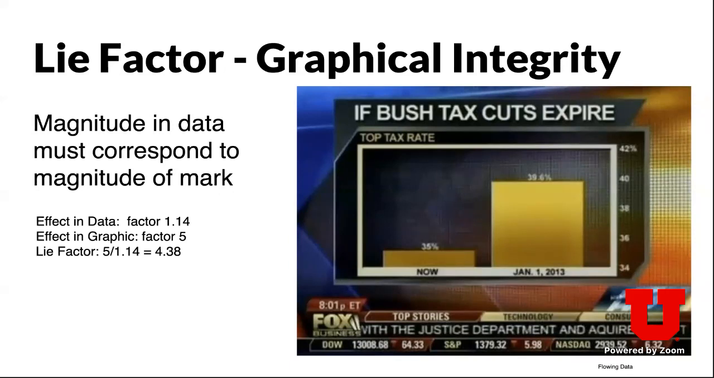If we actually calculate the lie factor here, the effect in the data is 1.14. So the top tax rate would rise by 14%. The effect in the graphic, though, is a factor of 5. So we calculate a lie factor by dividing 5 by 1.14, and we have a lie factor of 4.38, where what you really want is exactly 1, right?